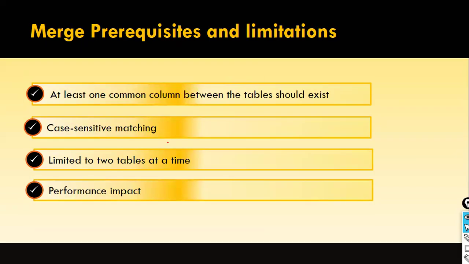Sometimes what will happen is both tables have a common key column, but the values are not stored correctly. In the sense, in one table the location key column values are stored in lowercase, whereas in the other table, the location key column has uppercase values, right? So these are the issues. You need to remember it. These are the limitations. You need to be aware of it.